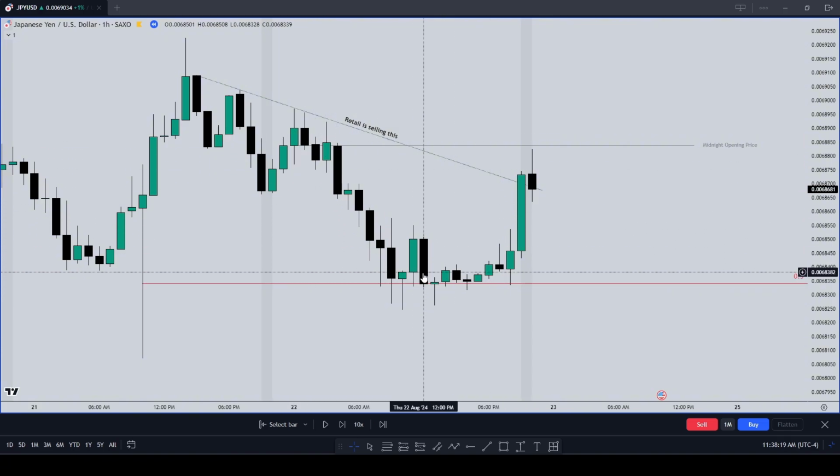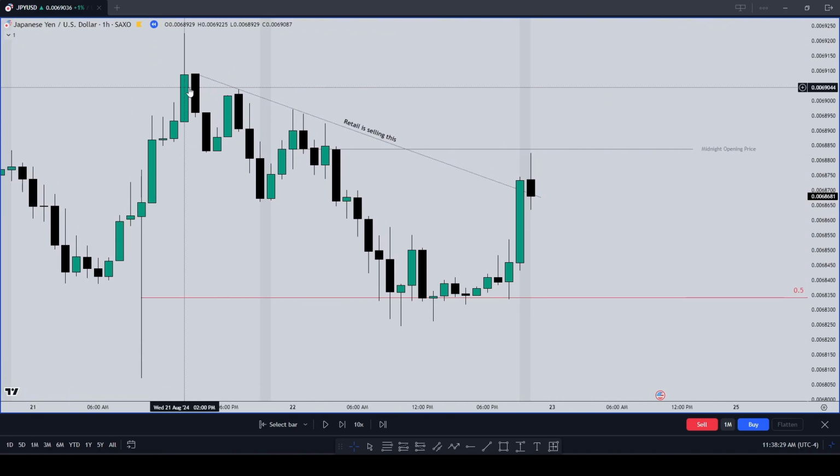So that's showing me a willingness that price wants to seek higher prices, based on the respect that it's giving to this consequent encroachment of that rejection block. In addition, we see of course the classic trend line. Retail is selling all this.